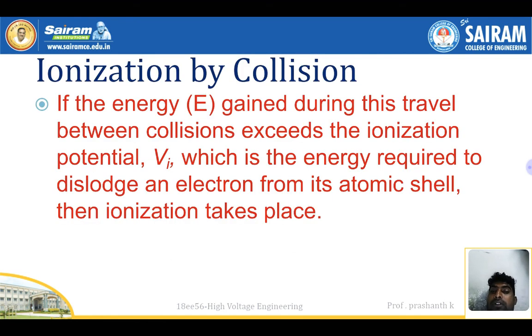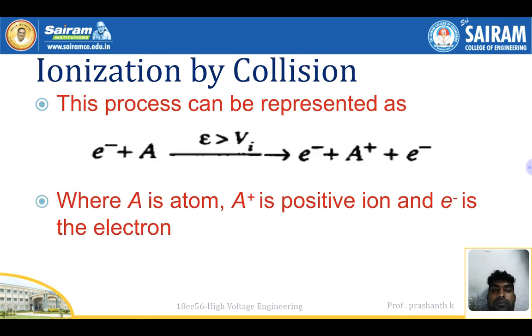In ionization by collision, the energy gained during travel between collisions exceeds the ionization potential Vi, which is the energy required to dislodge an electron from its atomic shell. Then ionization takes place. This process can be represented as e plus A, where the energy epsilon is greater than Vi, gives A plus plus e plus e, where A is an atom, A plus is a positive ion, and e negative is the electron.